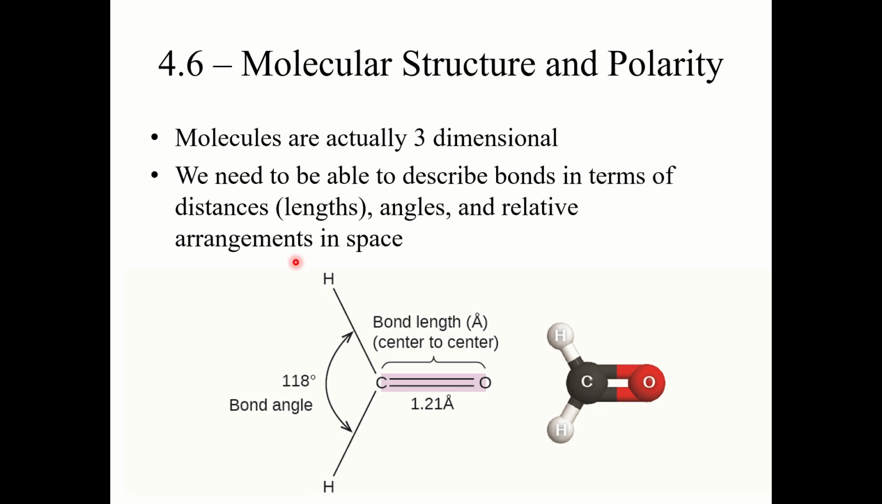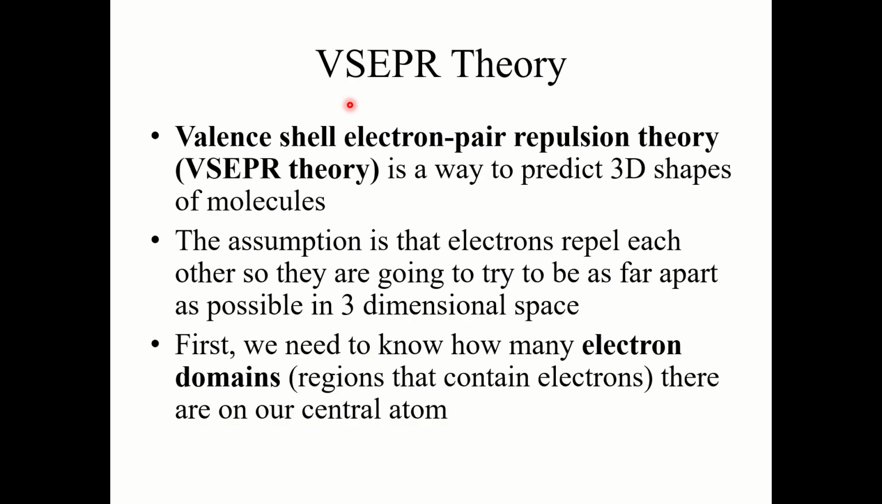Section 4.6, Molecular Structure and Polarity. Now, all the drawings we've done so far describe molecules in 2 dimensions, but obviously, molecules are actually 3-dimensional. We need a way to describe bonds in terms of distances or lengths, angles, and relative arrangements in space. So this is where VSEPR theory comes into play.